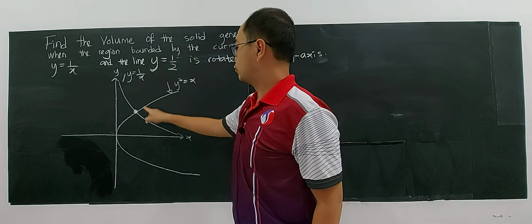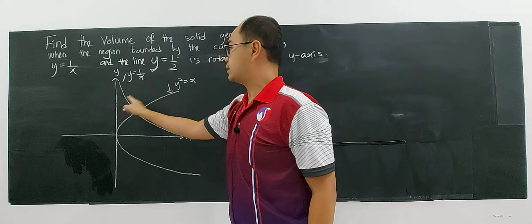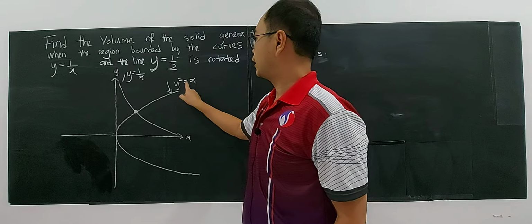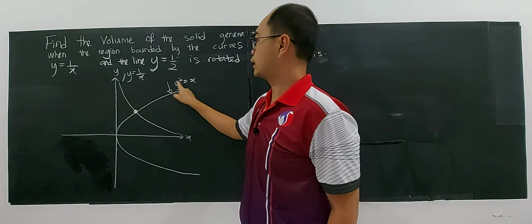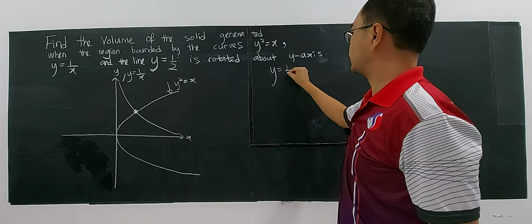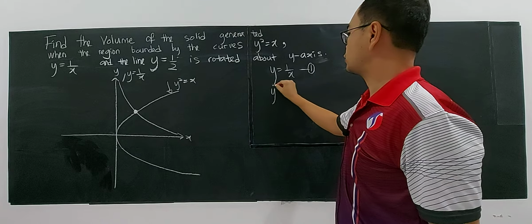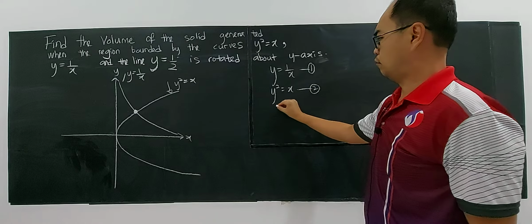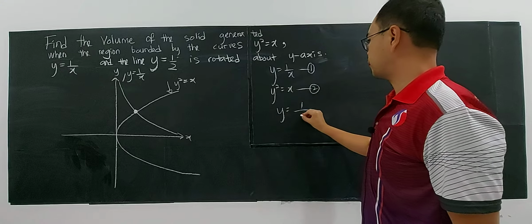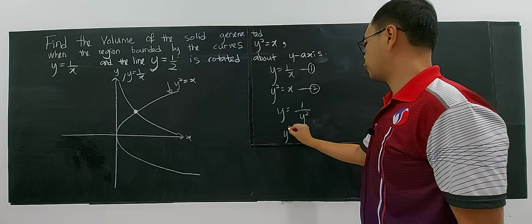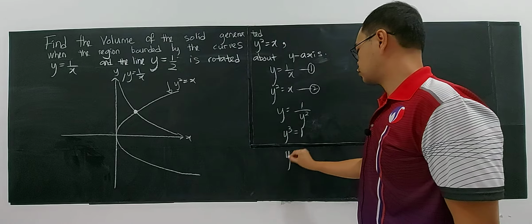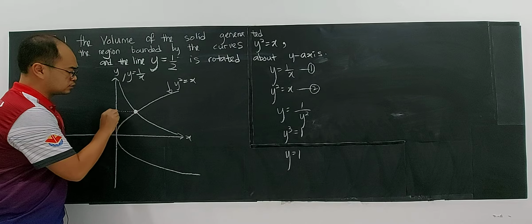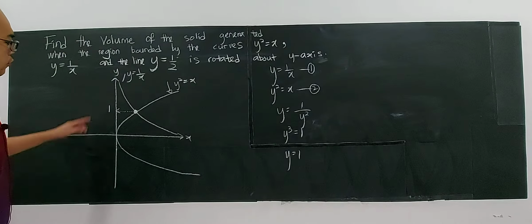As I want to rotate about the y-axis, the important thing here is I must find the y value, right? So I replace the x with y to the power of 2. I have y equals 1 over x, equation 1, and y squared equals x, equation 2. As I know that x is y to the power of 2, I replace the x with y squared, and I have y cubed equals 1. Then if I solve, I have y equals 1. So the y value here is 1.